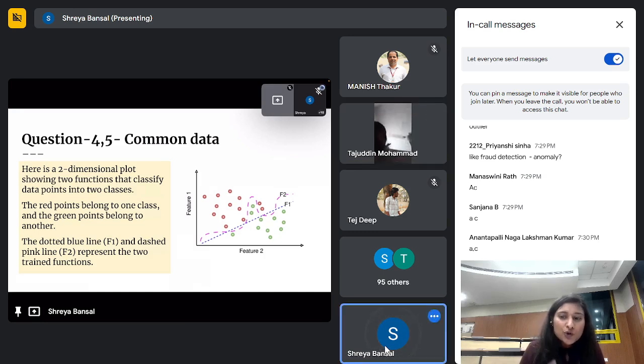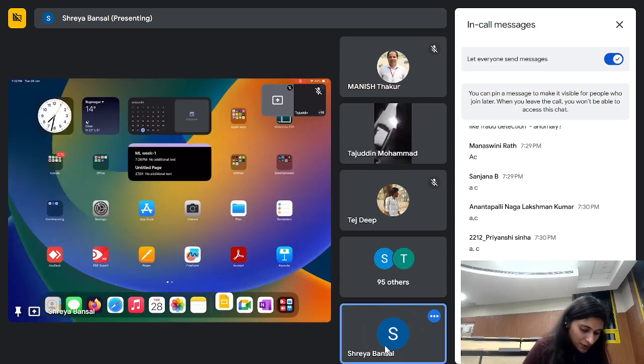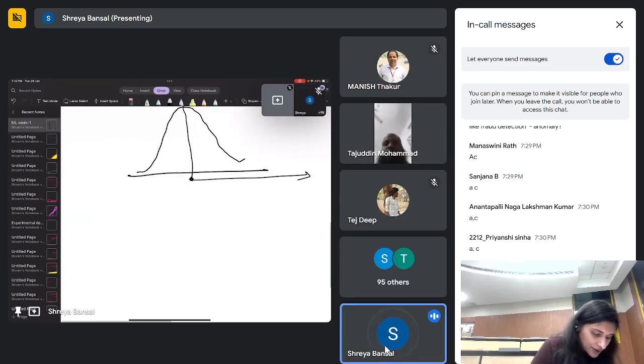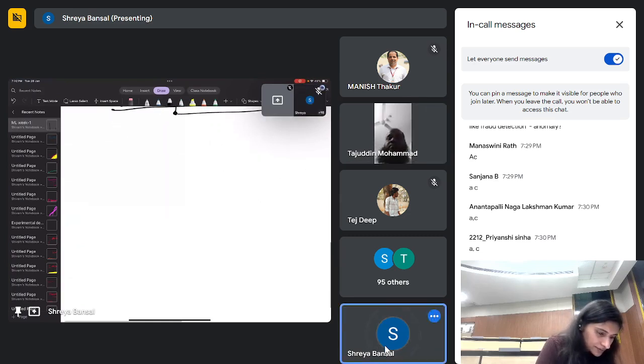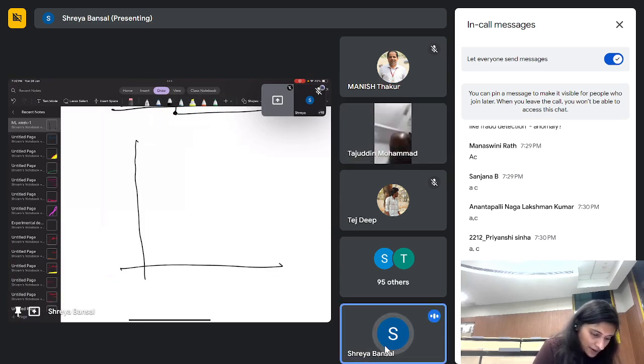Regression means you will have, let's say, what should I have? Okay, so this was your data. Let's say this is your red class. I'm just giving you an example. And this is your green class.